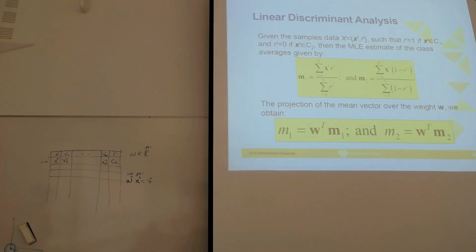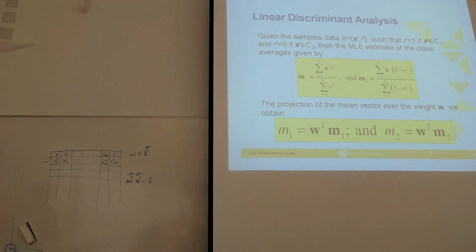Let us see how to do it. If we start with the samples X, where we have data X and rt is the class number. So if the input belongs to class C1, then we have rt equal to 1, otherwise rt equal to 0, because here, as I said, we assume that we have only two classes. Then we can compute the maximum likelihood estimate of the class average.